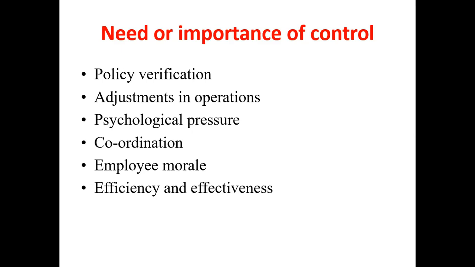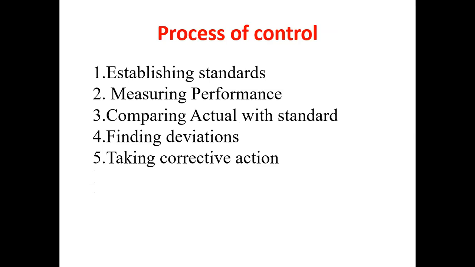Next is the process of controlling. What are the steps used in control systems? The first one is establishing standards. Next is measuring performance. Third is comparing actual with standard. Fourth is finding deviations. Fifth is taking corrective actions. So these are the basic processes of control.